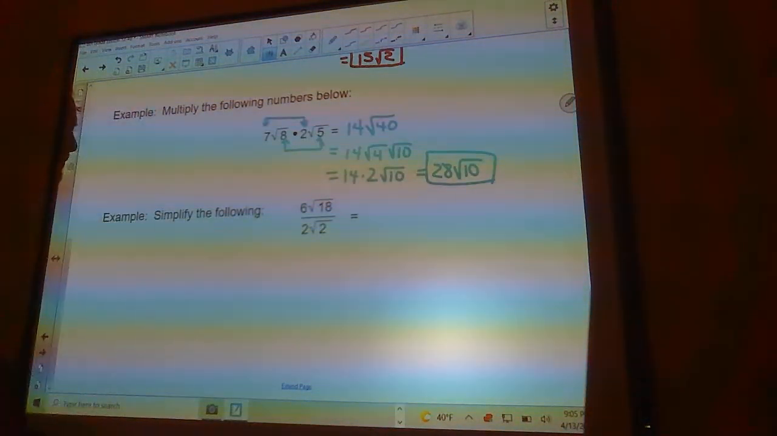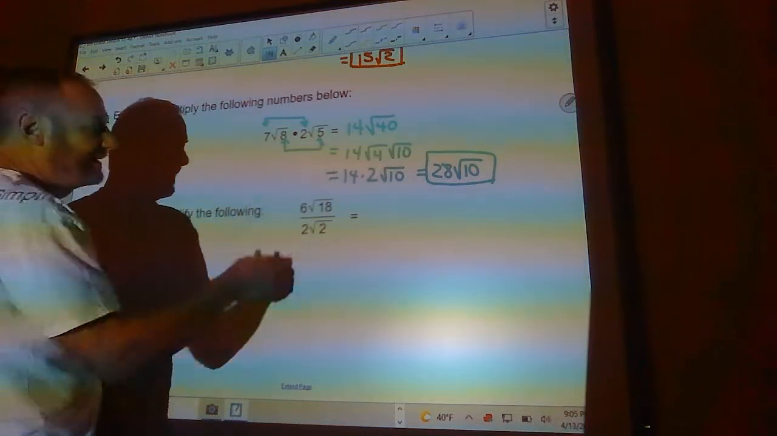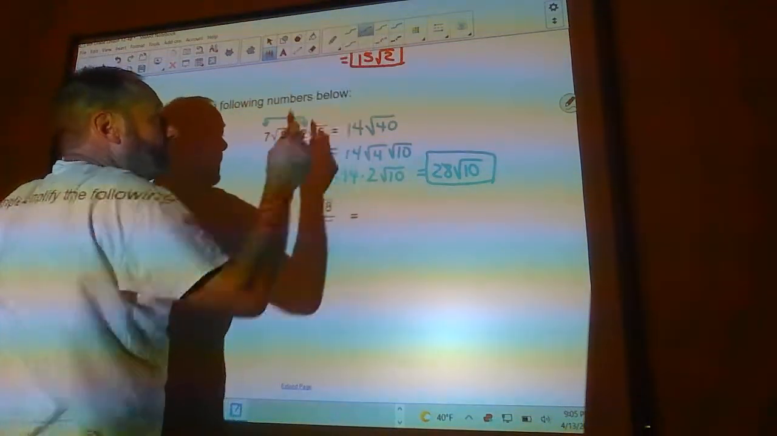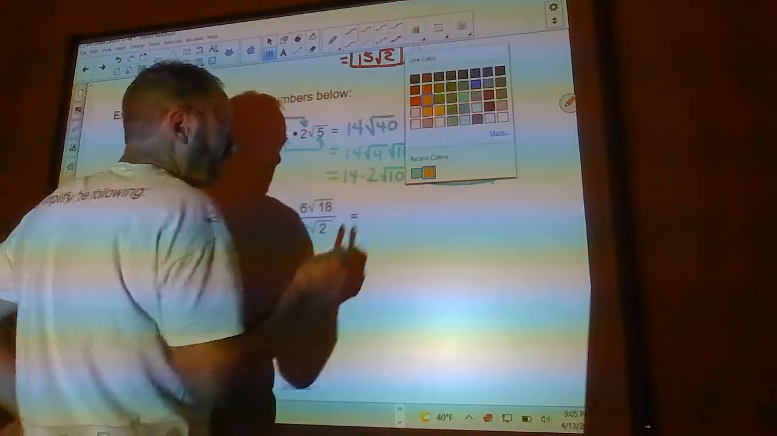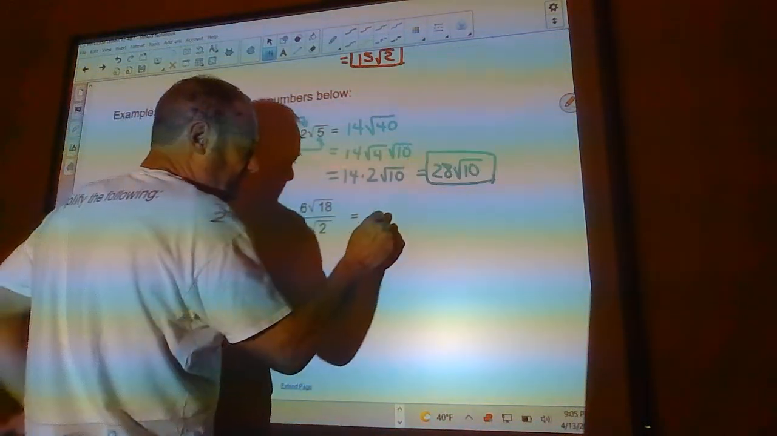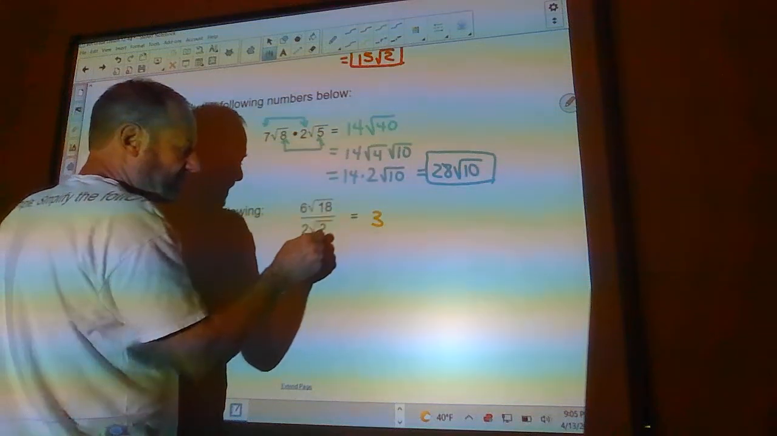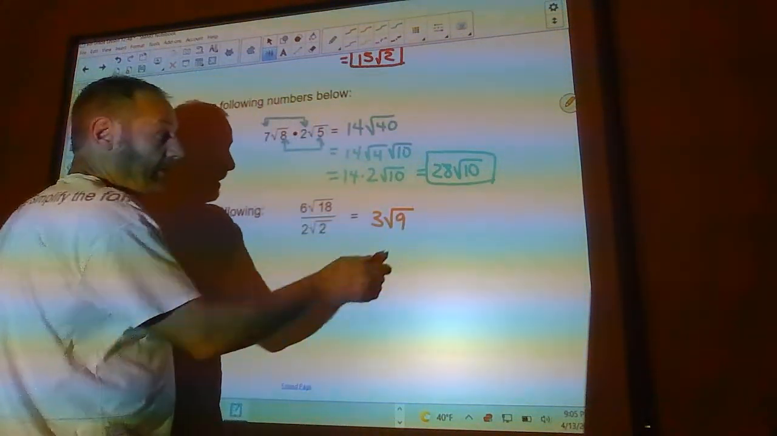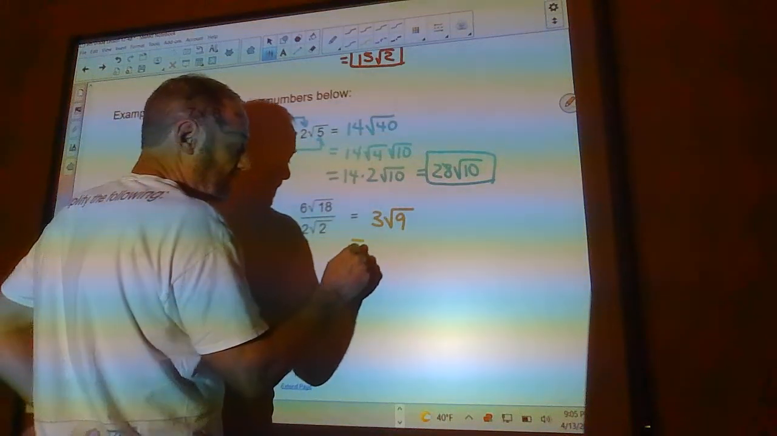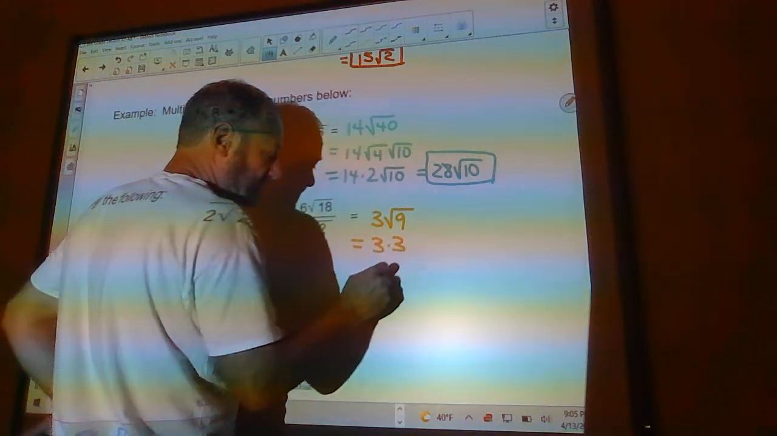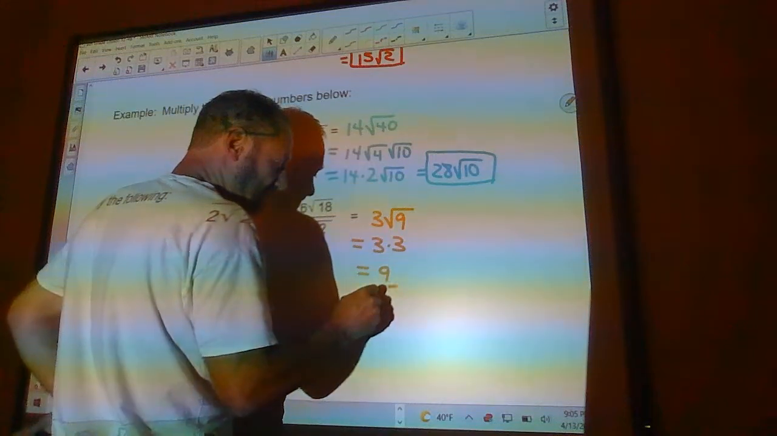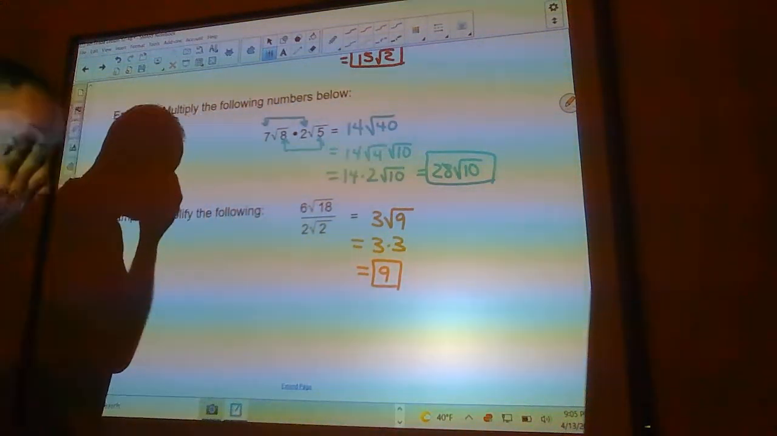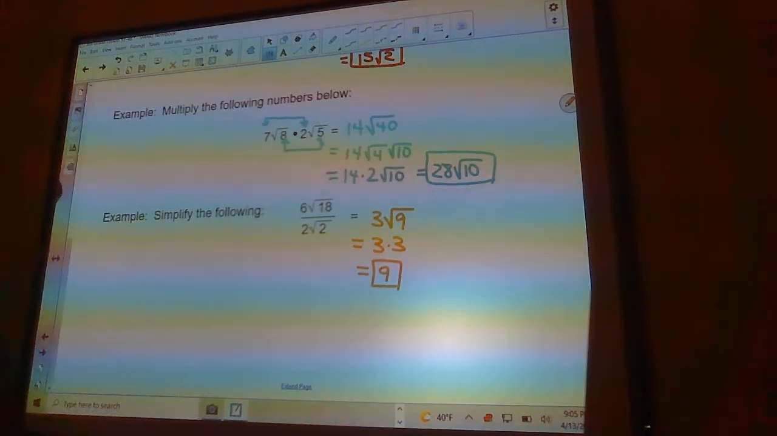Okay, it works with division as well. I can divide any numbers outside the square root. I can divide any numbers inside the square root. So, let's see here. 6 divided by 2 is 3. And the square root of 18 divided by the square root of 2 is going to be the square root of 9. But hey, square root of 9 is a perfect square. That's 3, so this is 3 times 3, which is 9. So this is a weird one because I had a square root and a square root, and it came out to be a whole number, which does happen sometimes.